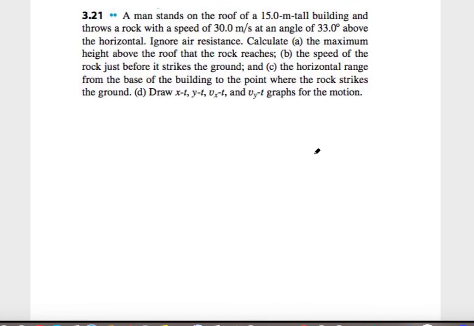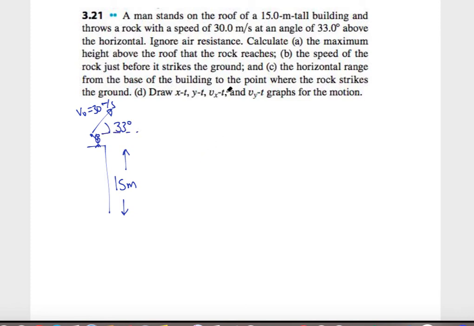For question 3.21, a man stands on the roof of a 15-meter tall building and throws a rock with a speed of 30 meters per second at an angle of 33 degrees above the horizontal. So he's on a 15-meter tall building, so he's 15 meters above the ground. Here he is. He's got a rock. And he throws it with a speed of 30 meters per second, so a V naught of 30 meters per second, at an angle of 33 degrees above the horizontal.